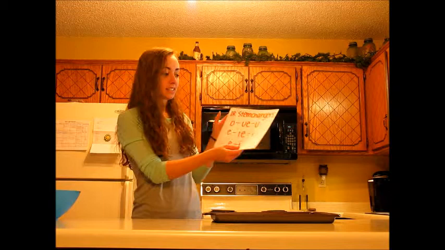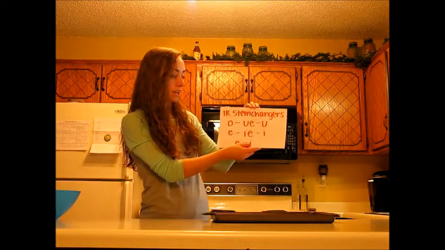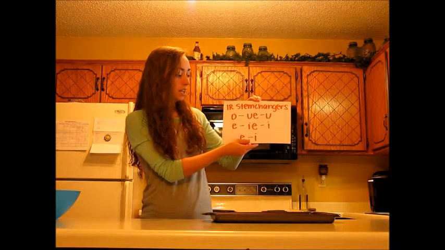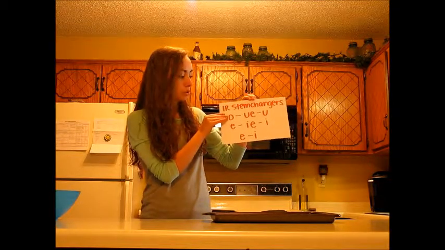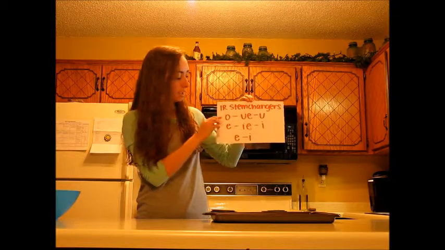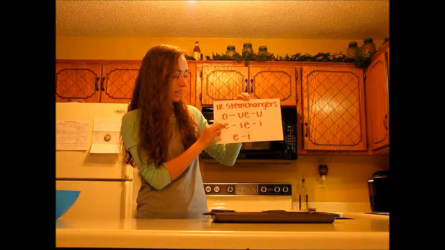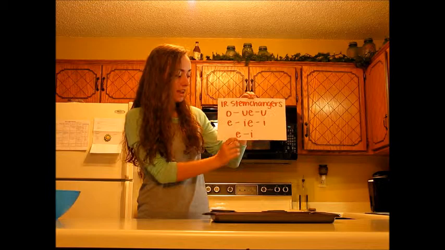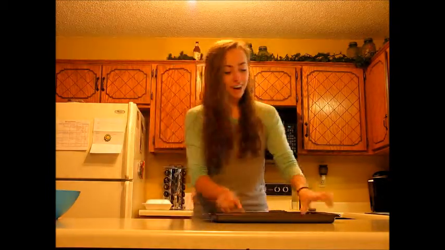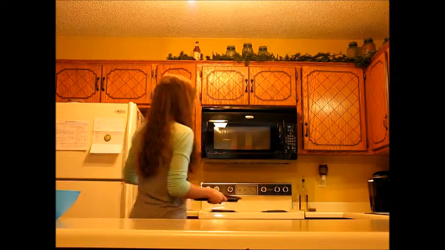In this case, the IR stem changers in the nosotros form are as follows. In regular O to UE, in the nosotros form it would change to a U. And in E to IE, it would just change to an I, and an E to an I would stay the same. Let's throw this in the oven and work on our next step.